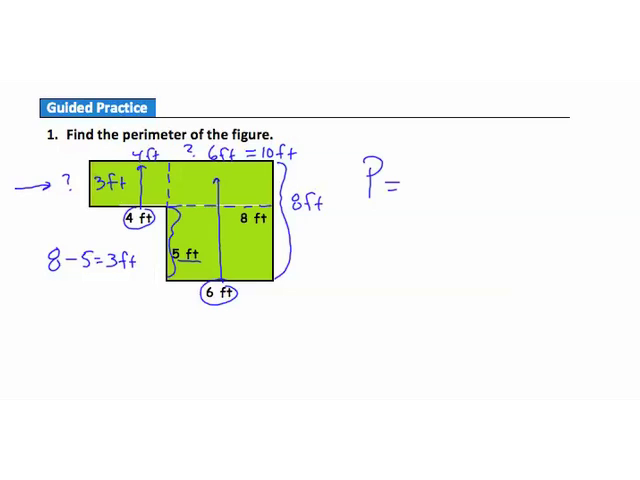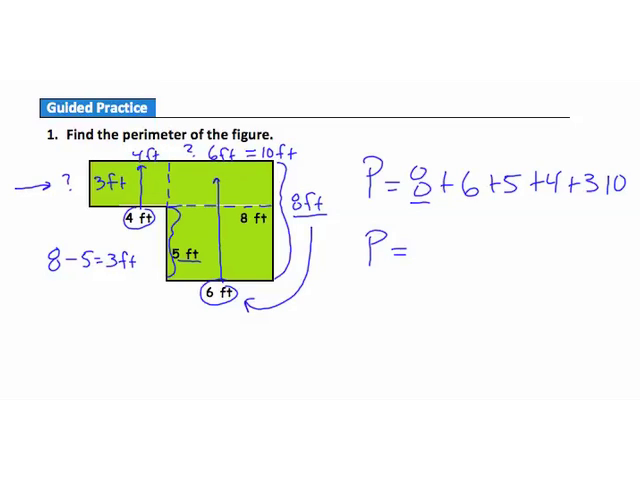We can find the perimeter. We'll start right here with the 8 feet. So we have 8, working around the figure, go clockwise here. Then we have 6, then we have 5, then 4, then 3, then finally when we get to the top we had 10 feet. So we're going to add this all together.